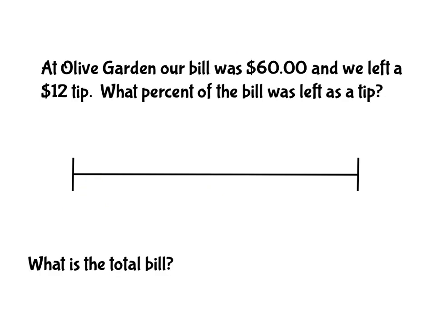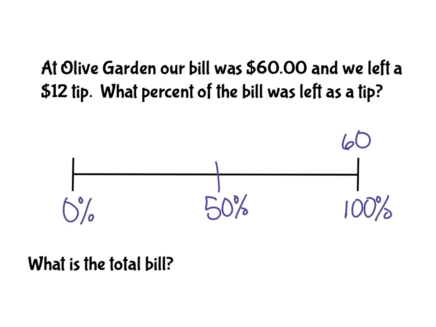All right, here's one you're going to use a lot in real life. At Olive Garden, our bill was $60 and we left a $12 tip. What percent of the bill was left as a tip? So $60 is the whole bill. And we need to see what percent. So a lot of times we're finding the number. This time they gave us the number, the dollar amount is 12. We have to figure out what percent that is.